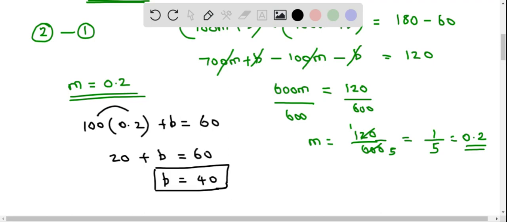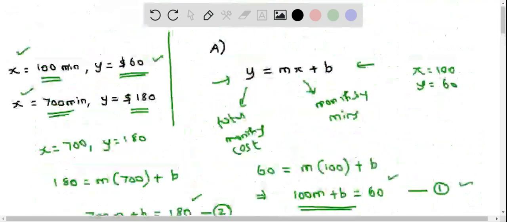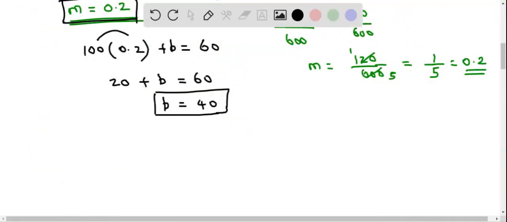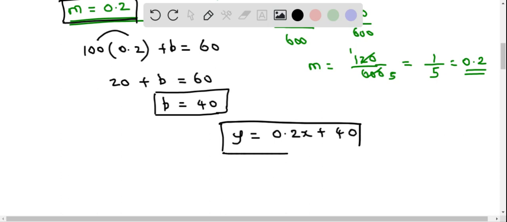So now that we have the value of m as well as b, we can write down the model for the total monthly cost by plugging into this model, that is y equal to mx plus b. So when you do that, we get y equals 0.2x plus 40. So this is the model to determine the monthly cost given the monthly minutes.